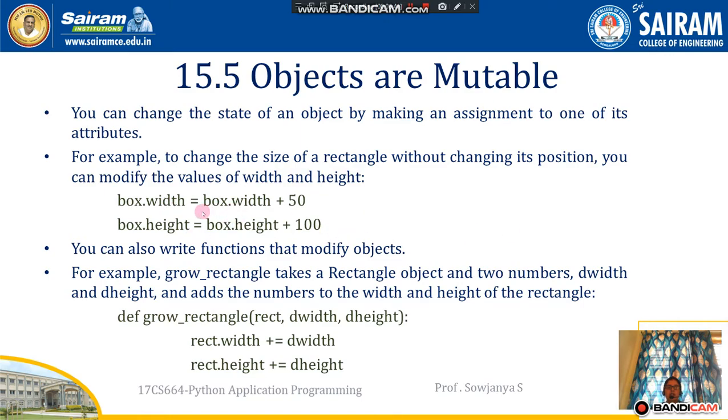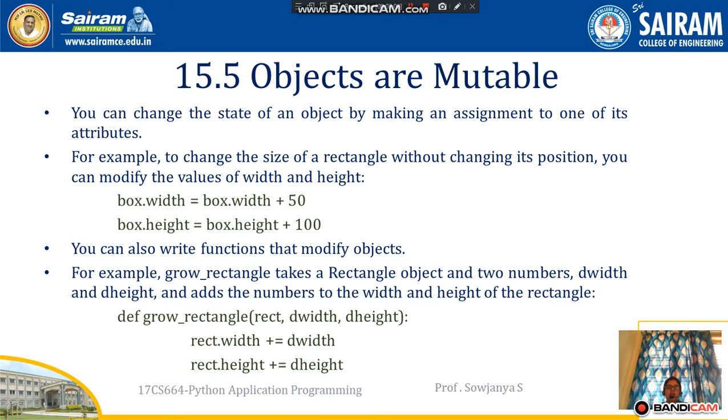For example, if you want to change the size of the rectangle without changing its position, obviously you can change the value, you can add any value. For example, box dot width we already have 50, and then we add another 50 to it, and it will become 100. Now box dot height is equal to box dot height plus 100, the initial value is 100, 100 plus 100, it becomes 200. So that is one way.